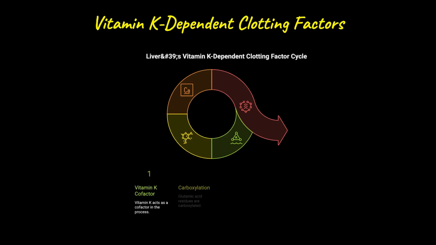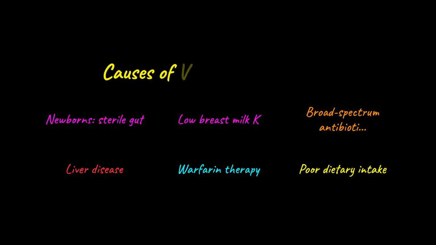In the liver, vitamin K acts as a cofactor for a reaction that adds a carboxyl group to glutamic acid residues on clotting factors 2, 7, 9, and 10, as well as proteins C and S. This carboxylation allows these factors to bind calcium and participate in the clotting cascade. Without enough vitamin K, these factors are produced in non-functional forms and clotting is impaired.